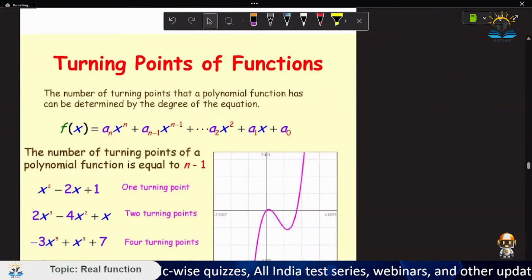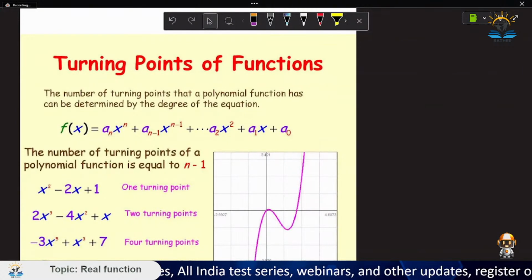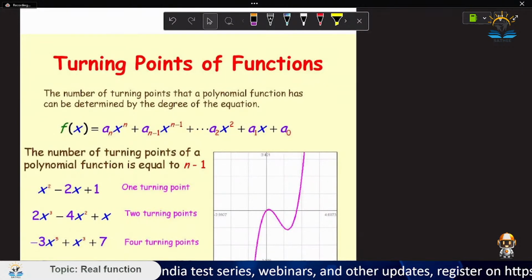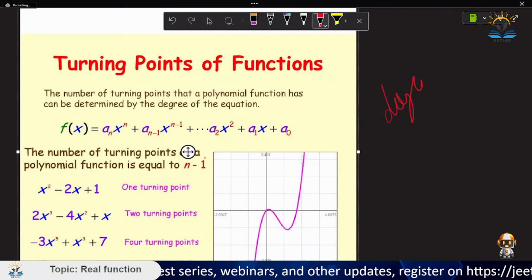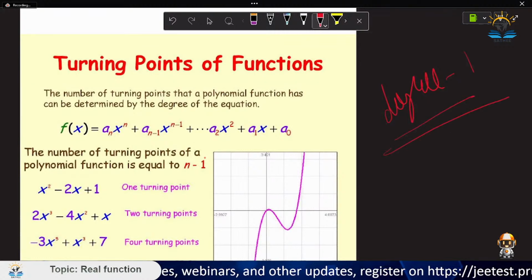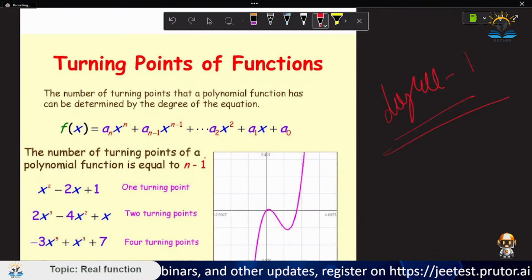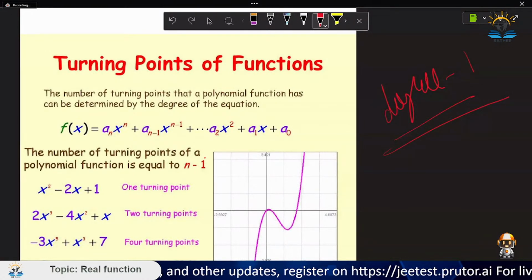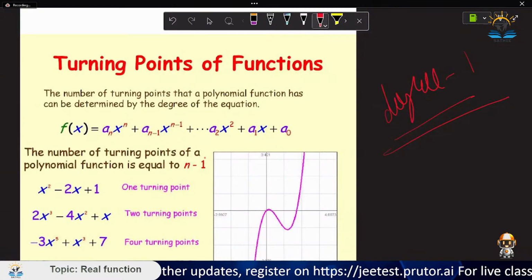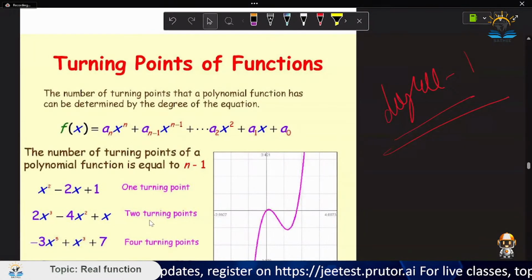Okay. So now turning points of the function. How do we define turning points? Turning points are basically degree minus 1. It is a very simple question. If the degree is 5, there would be 4 turning points. If the degree is 3, then there are 2 turning points.